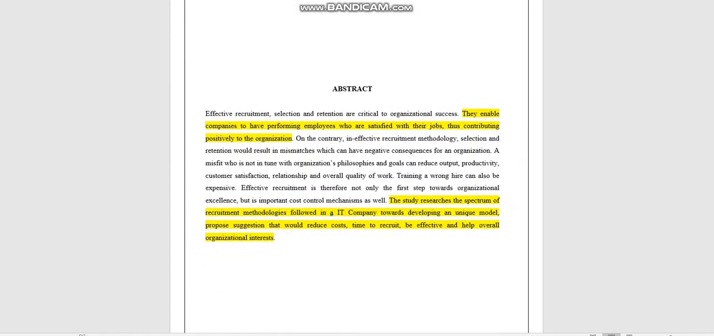The main aim of developing this project is to know the critical factors that are involved in this recruitment and selection process. So this project involves both the positive and negative consequences which can result in productivity, customer satisfaction and the work process among the organization. My major study is about the effective recruitment methodology and the selection process that are followed in IT sector.